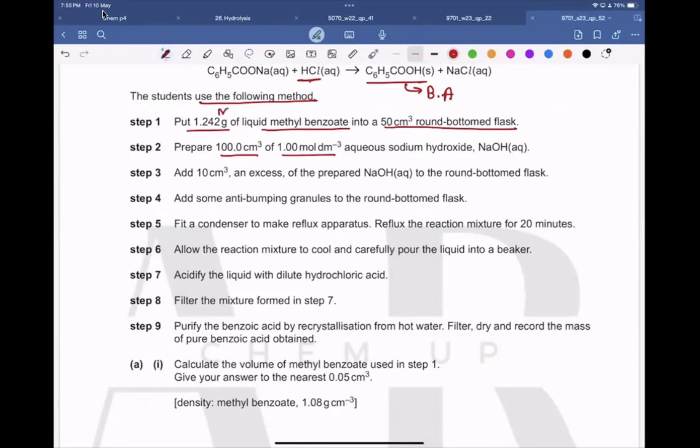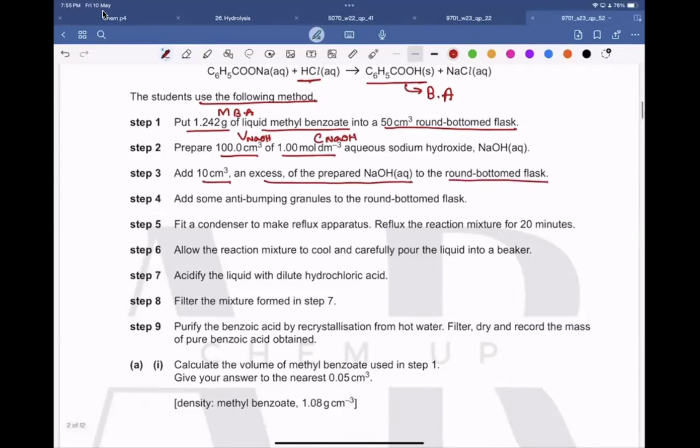So that is the mass of methyl benzoate we have. This is the volume of NaOH we have made, and this is the concentration of NaOH. Add 10 cm³ of the prepared NaOH, an excess, to the round bottom flask. So see, 100 cm³ is prepared, and out of that we have used 10 cm³ initially, right? Add some anti-bumping granules to the round bottom flask. It is because when we heat it, the liquid starts to boil and splash. So anti-bumping granules control that splashing of the liquid.